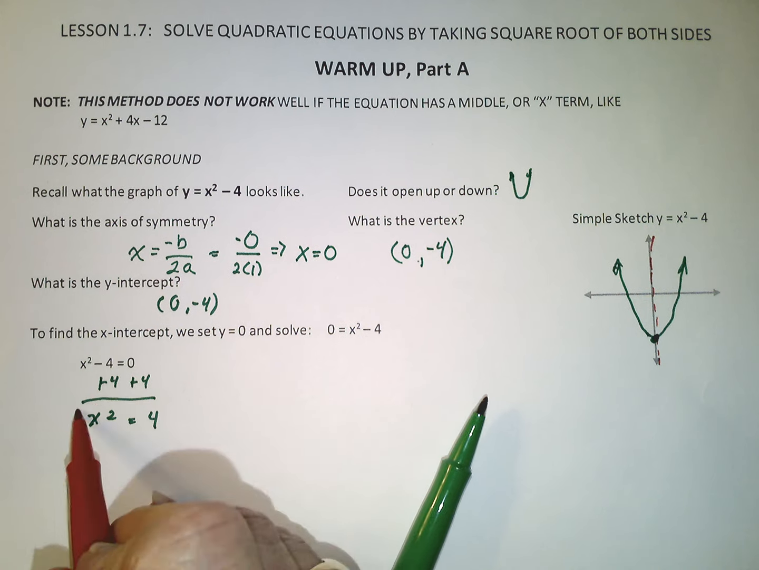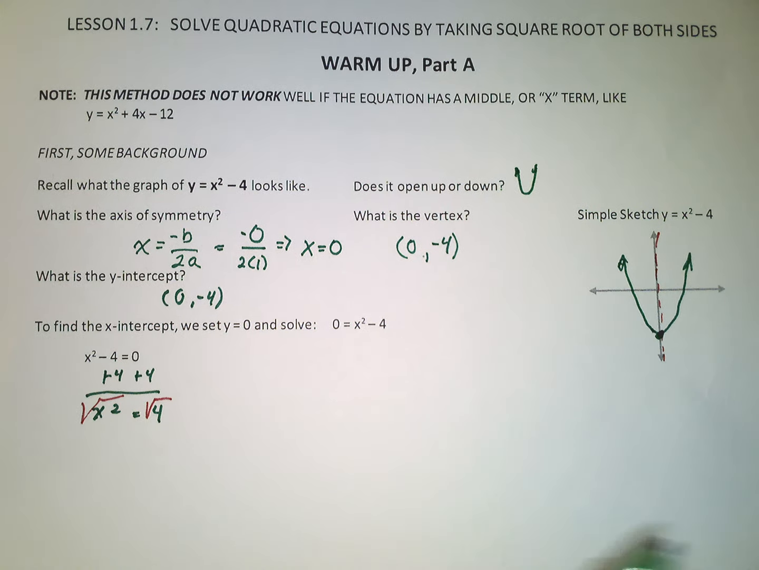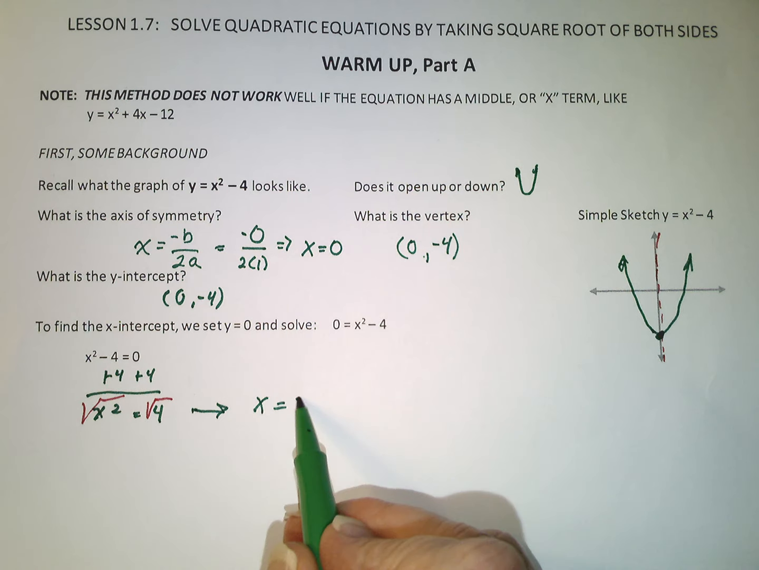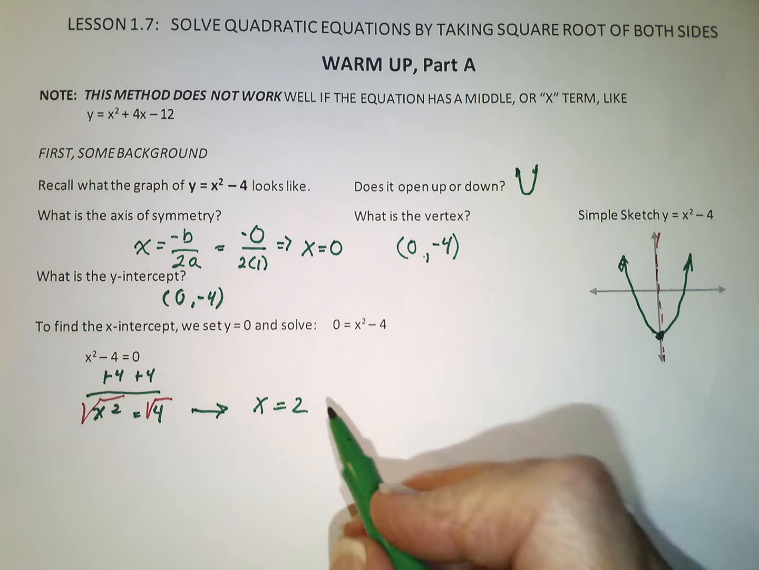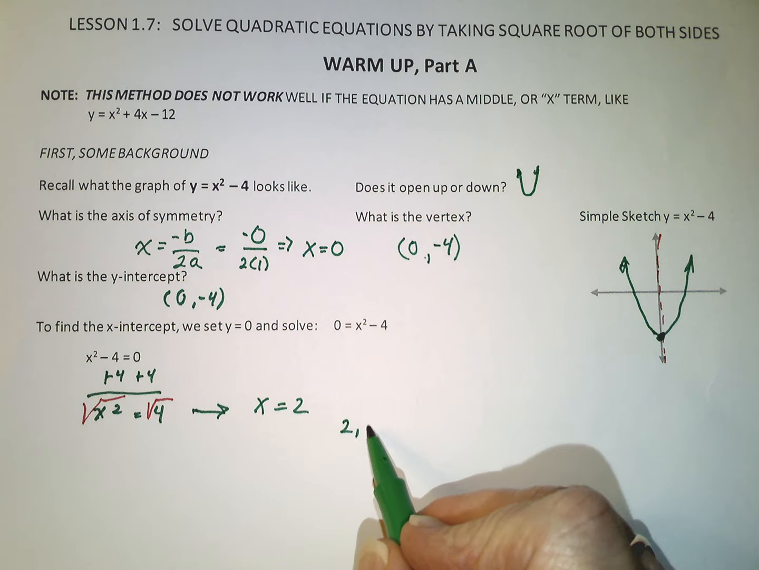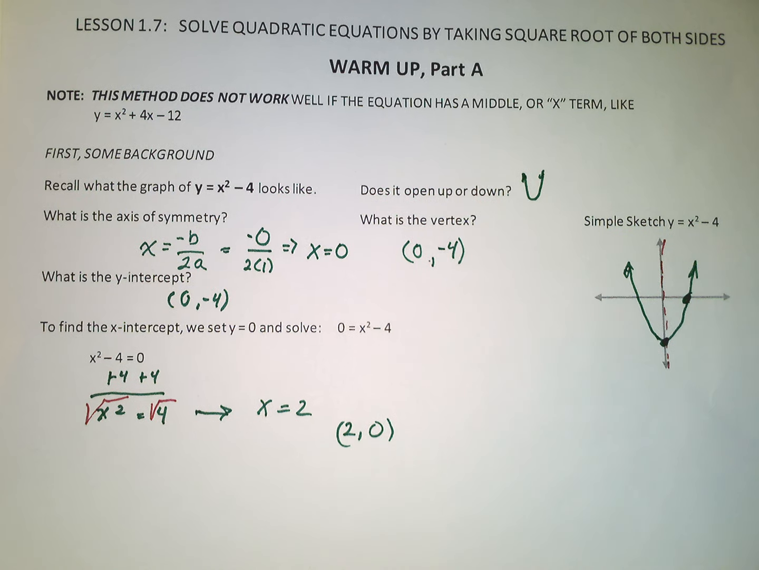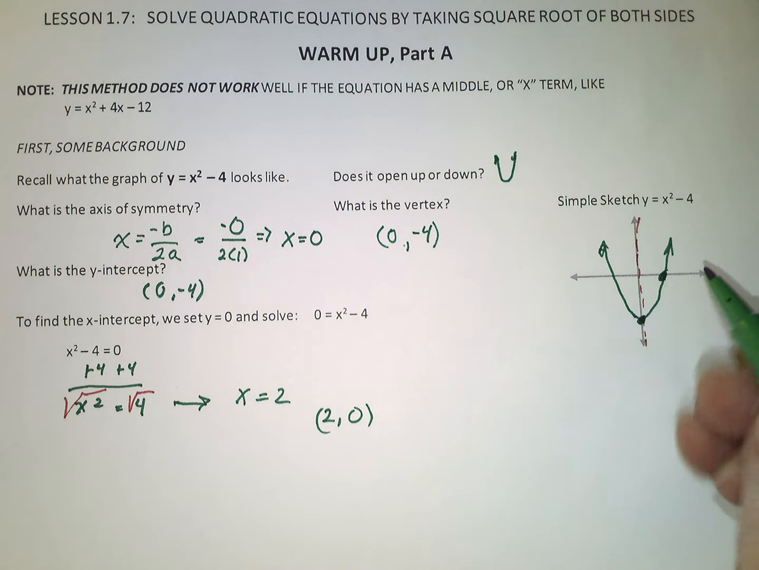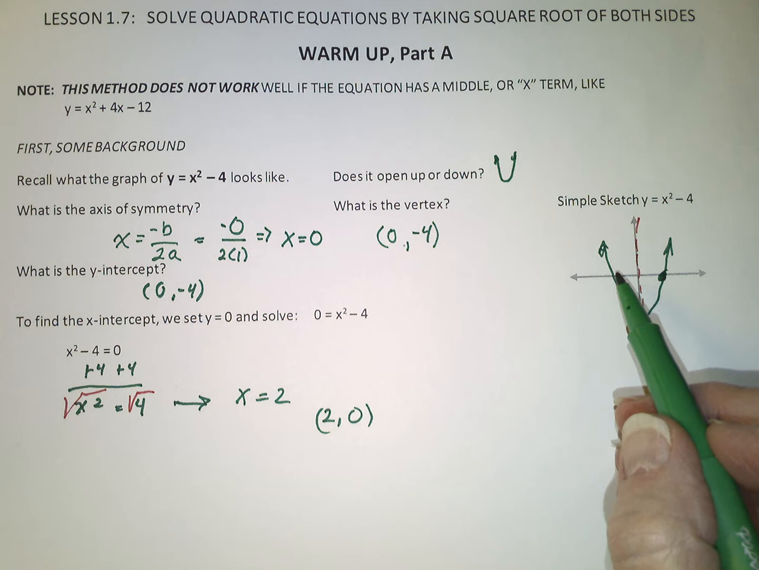Okay. And we get that x equals 2. So, x is 2, y is 0. There we are. There's the x-intercept. Just a little problem. There's another x-intercept over here, and it often gets forgotten.